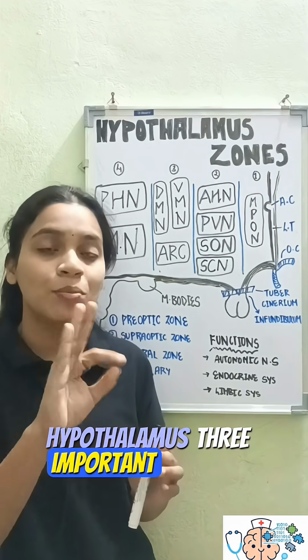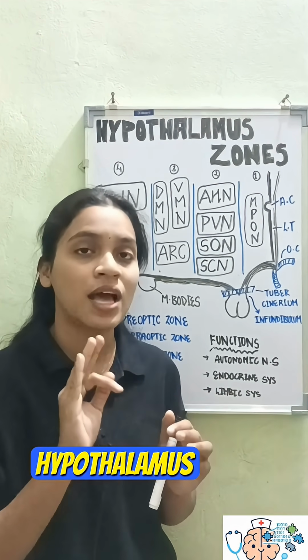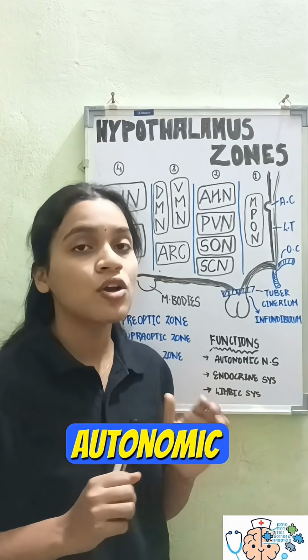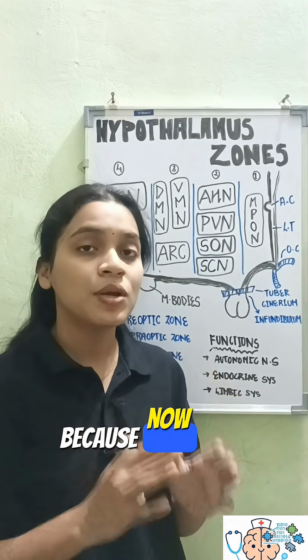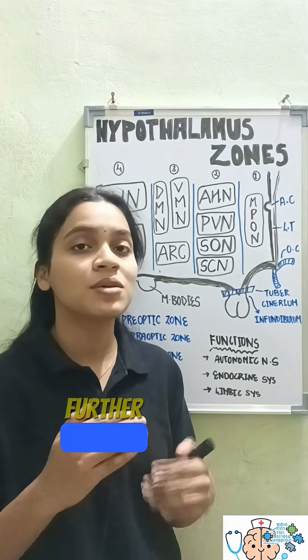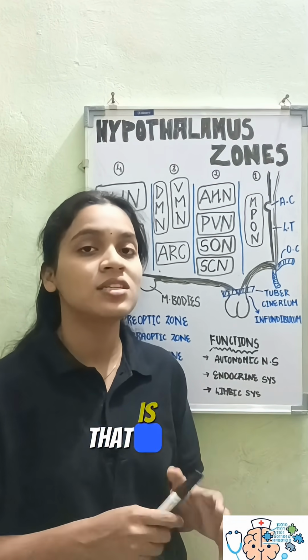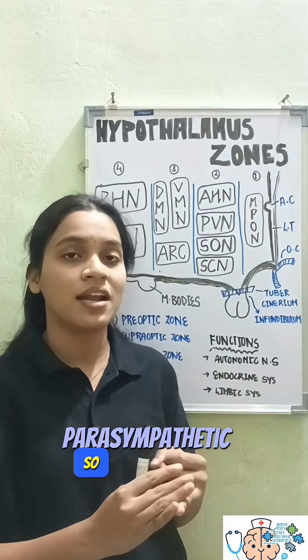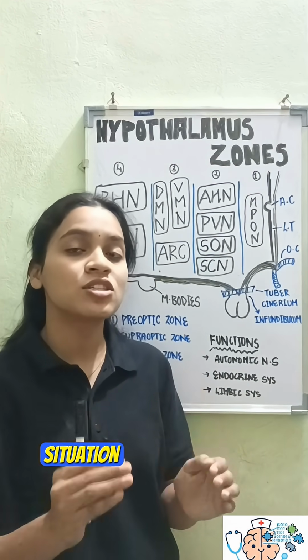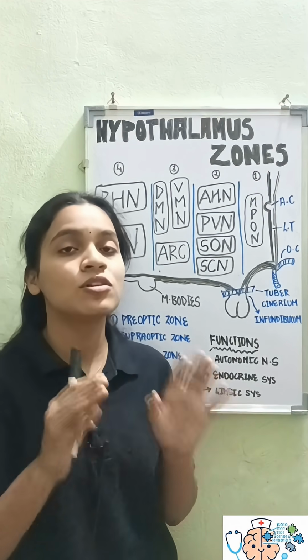So we are clear with the zones of your hypothalamus, the location of your hypothalamus, and the structures associated with your hypothalamus. There are three important primary basic functions which the hypothalamus plays. The first one is autonomic nervous system regulation, because this autonomic nervous system further has two different components, your sympathetic and the parasympathetic. So according to the situation, it generates a fight or flight response or resting.